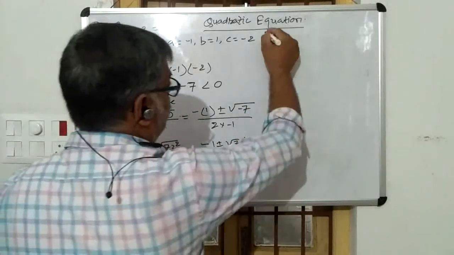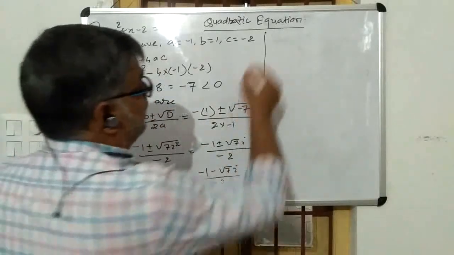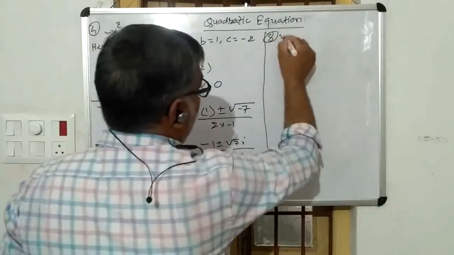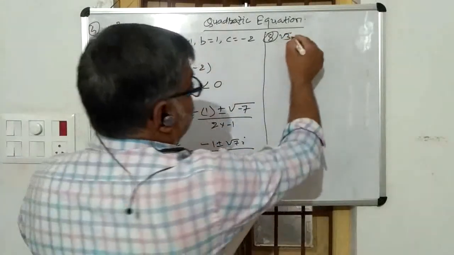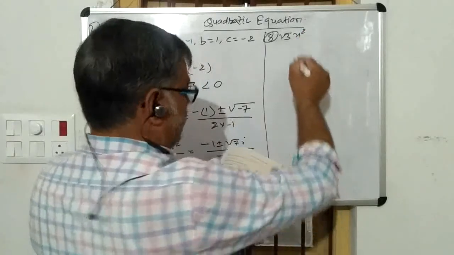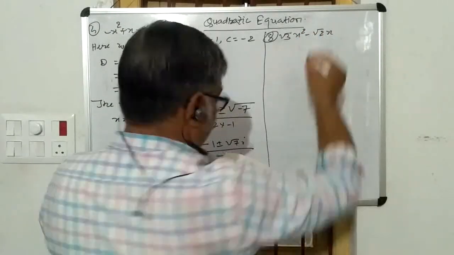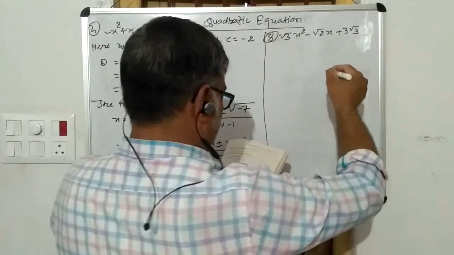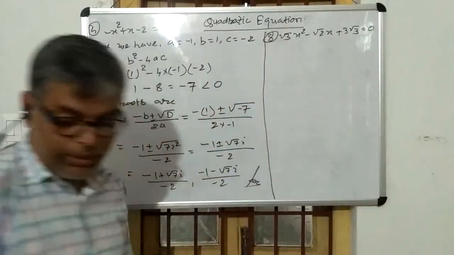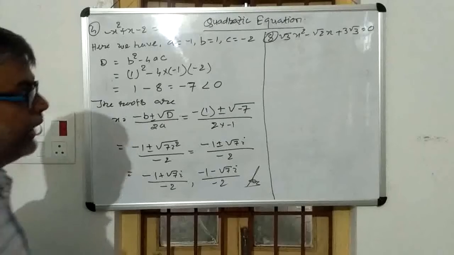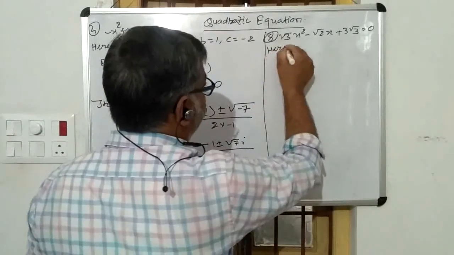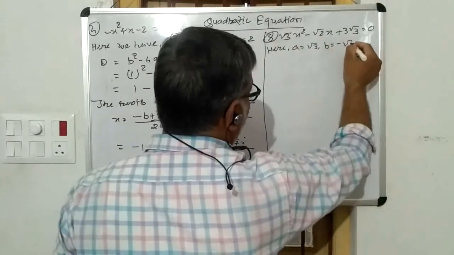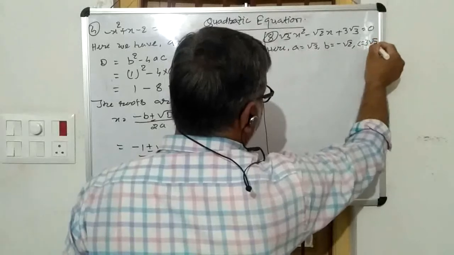Now let's take another question, that is question number 8. The question number 8 is root 3 x square minus root 2x plus 3 root 3 equals to 0. This is the quadratic equation whose roots we have to find. So here we have a equals to root 3, b equals to minus root 2 and c equals to 3 root 3.